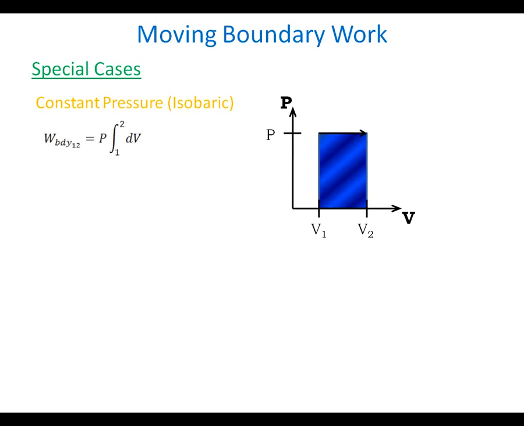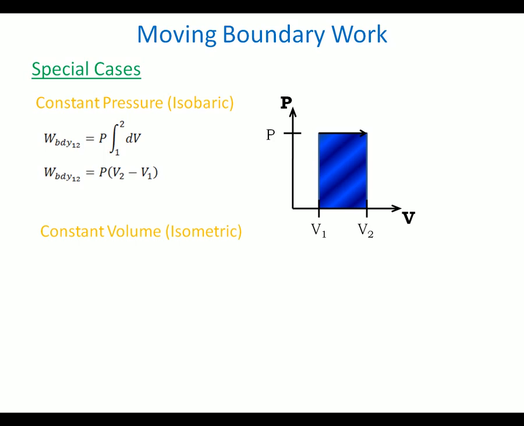Looking at the equation, boundary work is the integral from 1 to 2 of pressure times differential volume. If the pressure is constant, we can pull it out of the integral. So we get pressure times the integral from 1 to 2 of dV. The integral of dV is just V2 minus V1, which you can see in the picture, a nice rectangle. The area of a rectangle is base times height, with base V2 minus V1 and height pressure. So for a constant pressure isobaric system, boundary work simplifies to pressure times the change in volume.